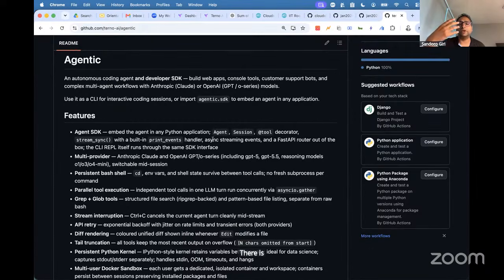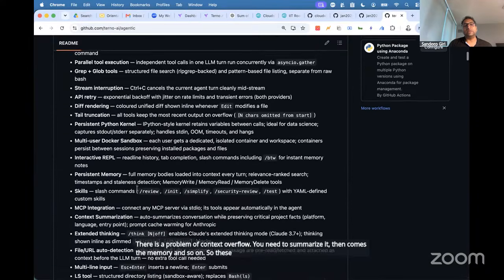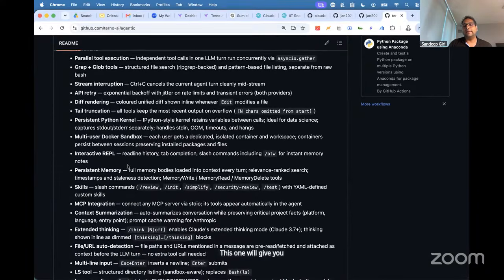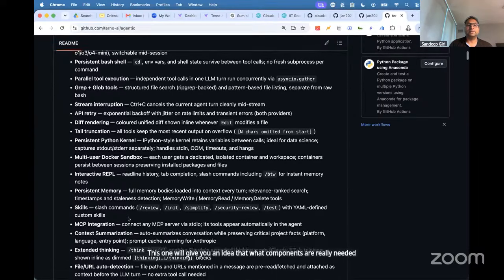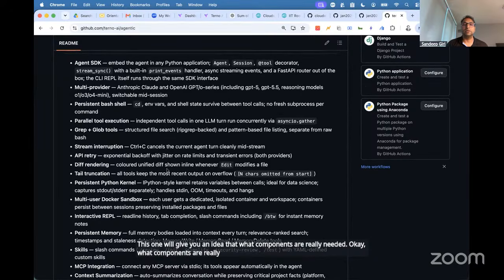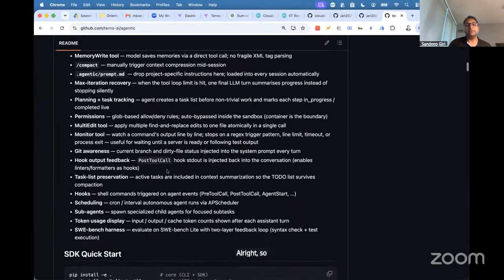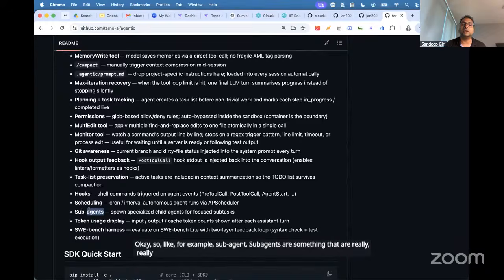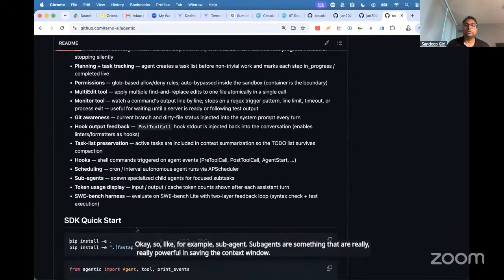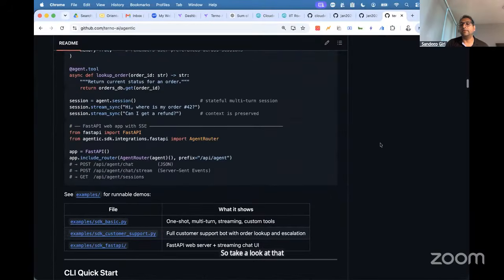Then there is a problem of context overflow. You need to summarize it. Then comes the memory and so on. So this will give you an idea of what components are really needed. Slowly we build the entire thing. For example, subagents are something really, really powerful in saving the context window. So take a look at that, and I think that would answer your question in much more detail.